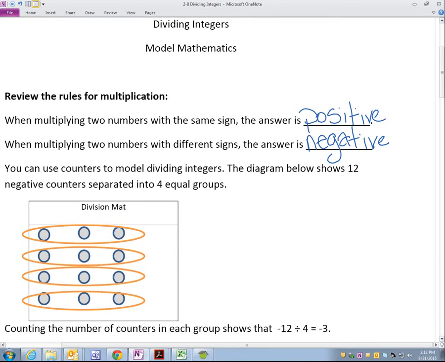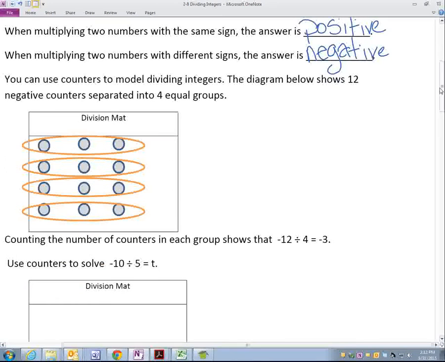Now you can use counters to model dividing integers. The diagram below shows 12 negative counters separated into 4 equal groups. And the solution to this division problem is going to be how many are in those equal groups. Not total, but in each group. Because we have negative 12 divided by 4.